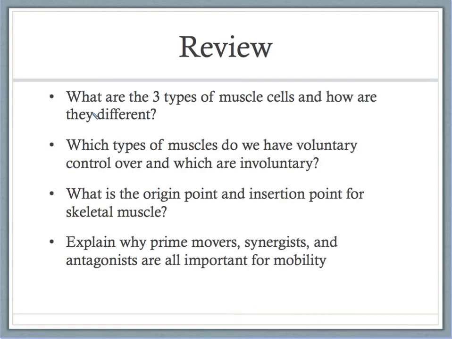Here are your review questions for this unit or this section. So what are the three types of muscle cells and how are they different? Which types do we have voluntary control over? Which are involuntary? What is the origin point and insertion point for skeletal muscle? And why are prime movers, synergists, and antagonists all necessary for mobility?